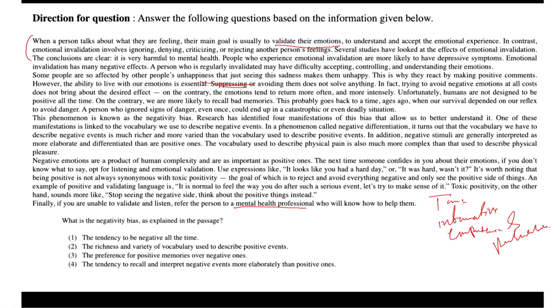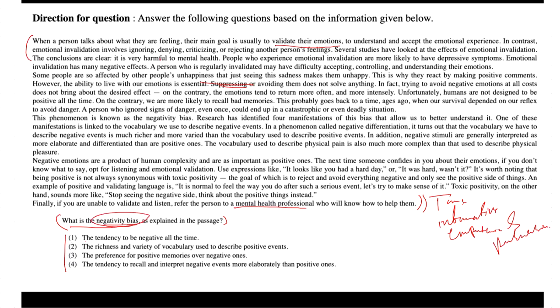Okay, so let me jump to the question. What does the question point out? What is the negative bias as explained in the passage? What does this question actually seek? This question seeks to understand the concept of negative bias based on the passage explanation. Let's move to the options and analyze which of the options appropriately explains the negative bias.